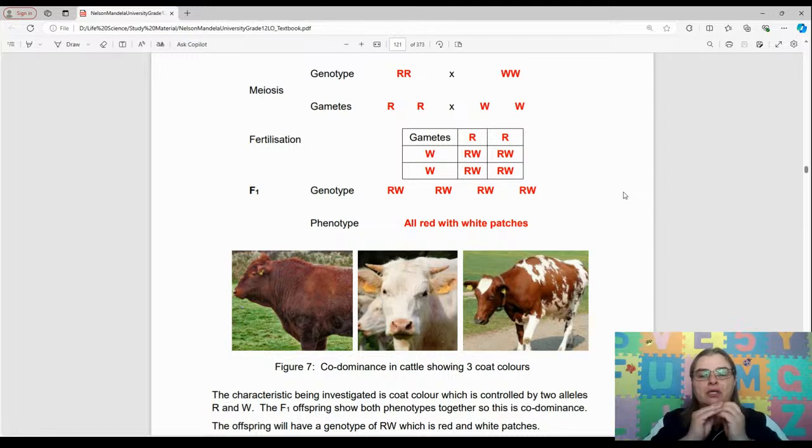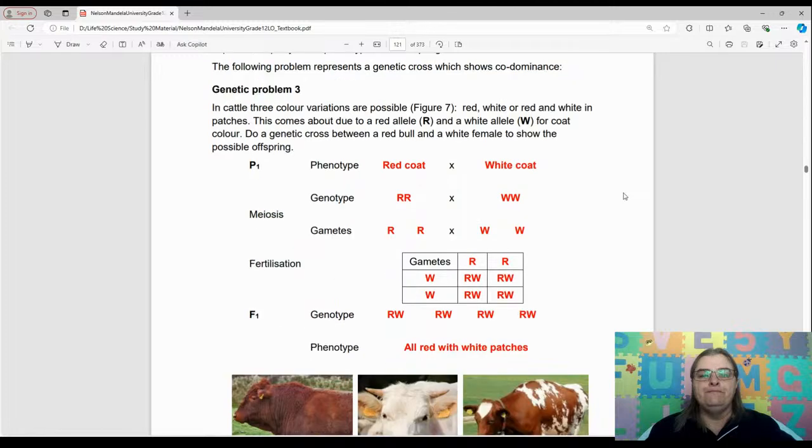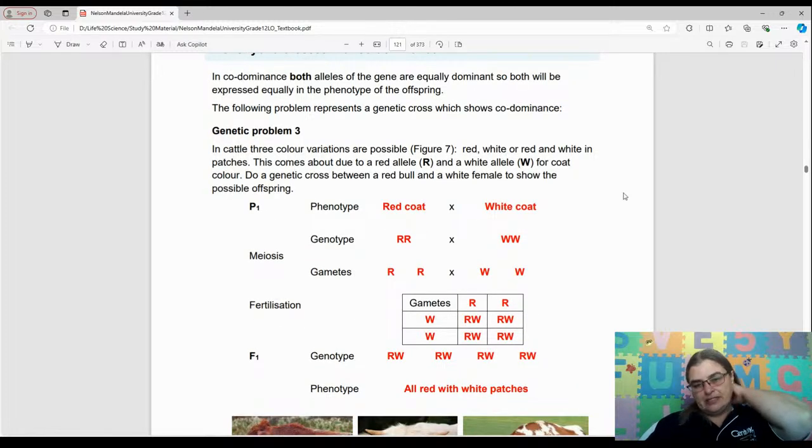They don't blend into a different color. They actually show dominance of the red and dominance of the white equally. Okay, so codominance. Make sure you understand the difference, and always refer to examples and pictures to help you understand this. It just makes it so much easier.